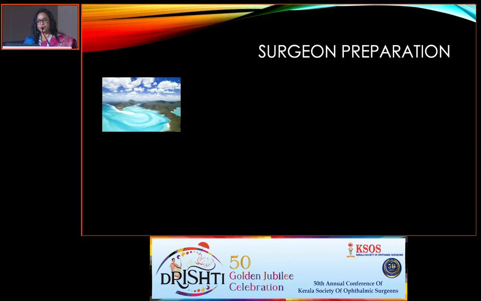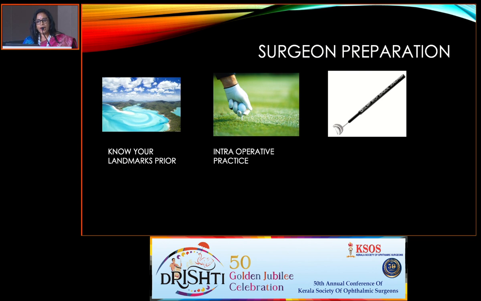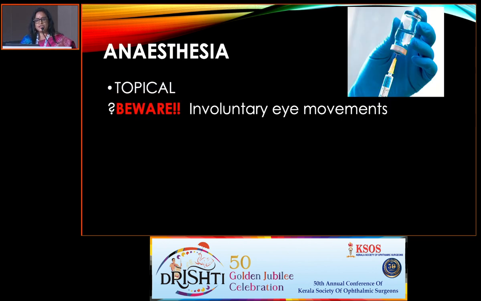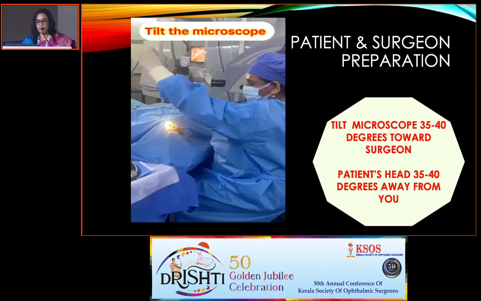Now, it is not only the patient's preparation, you also have to prepare yourself. Know the landmarks, like what the previous speakers told. And then practice intraoperative gonioscopy before you go and do a surgery. And then you have to know something about the lenses also. Anesthesia, yes, it can be done topically, but involuntary eye movements can lead to some complications. So when you're a novice surgeon, it's better to block, which builds surgical confidence and avoids potential complications.